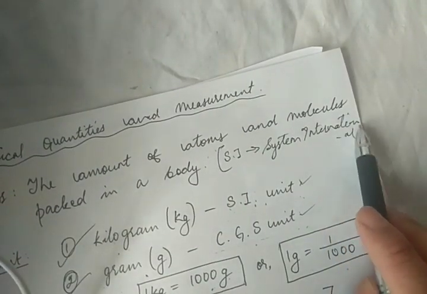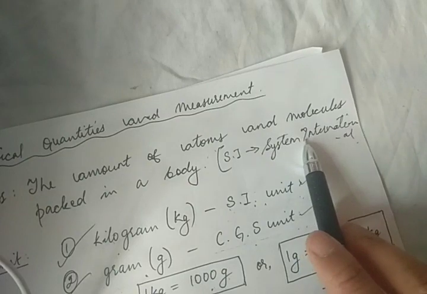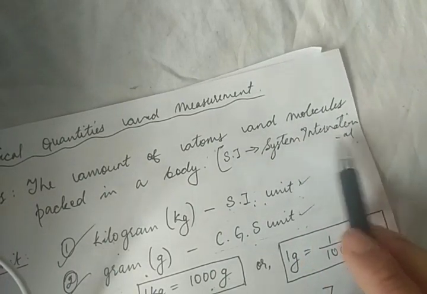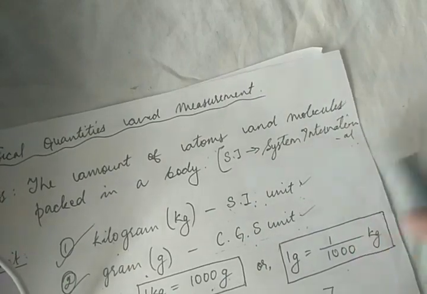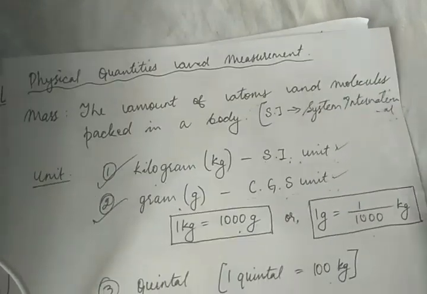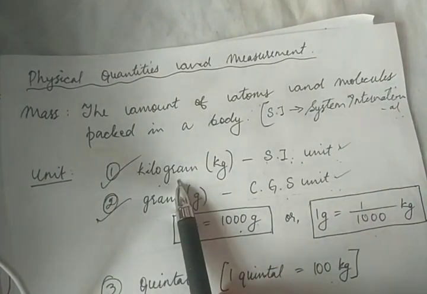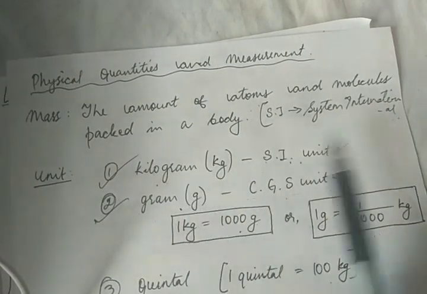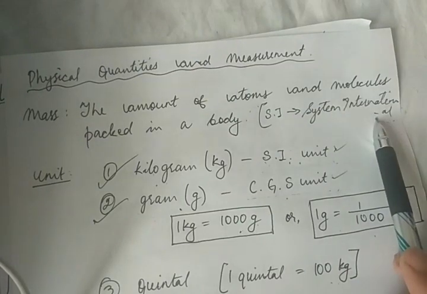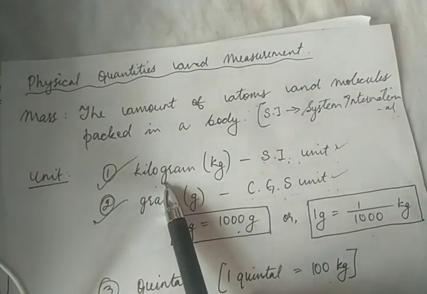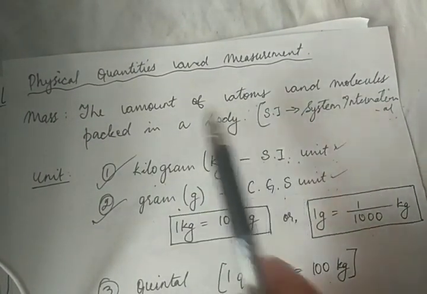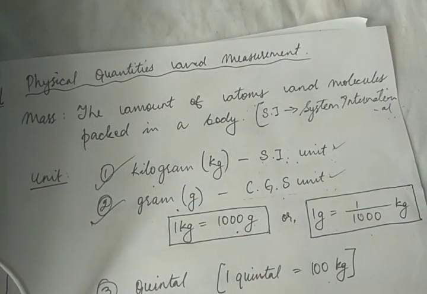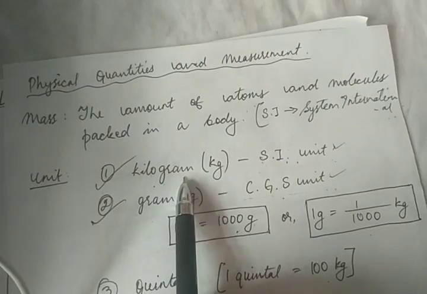International, I-N-T-E-R-N-A-T-I-O-N-A-L. System International, meaning this is followed worldwide, internationally. This unit, kilogram, is used internationally. So this is called System International. Worldwide, kilogram is the SI unit of mass. Wherever, whichever corner of the world you go to, 1 kilogram is always the same.